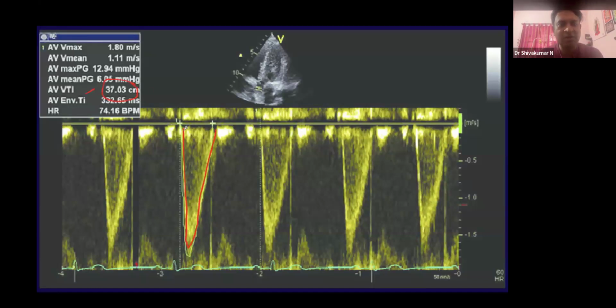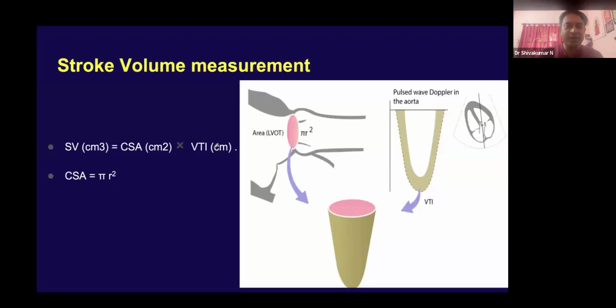That is actually the stroke distance, or the velocity time integral, which is a summation of the velocity of blood flow across this time period. So what is the use of VTI? From the VTI, we can measure the stroke volume. The stroke volume is nothing but the product of velocity time integral in centimeters and the cross-sectional area of the area where we measure the VTI.